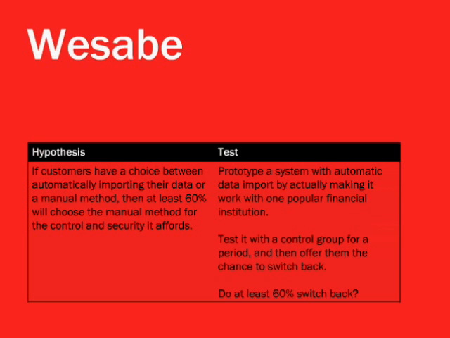And so you might test it by doing this in a kind of baby step way. You might prototype a system with automatic data import for just one financial institution, so something very large like a Citibank or Wells Fargo, and then test it with a control group for a period and offer them the chance to switch back. Do they prefer the really easy method, or do they want to go back to something they felt more secure about that gave them more control?